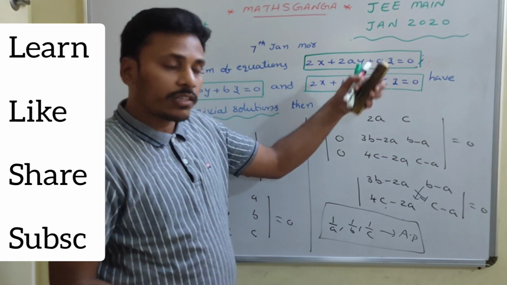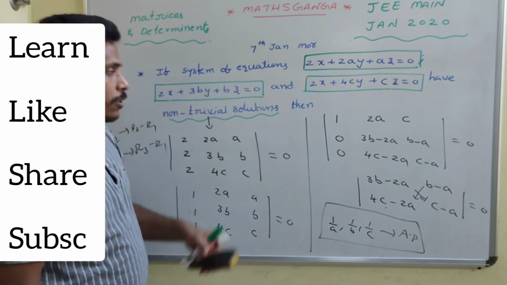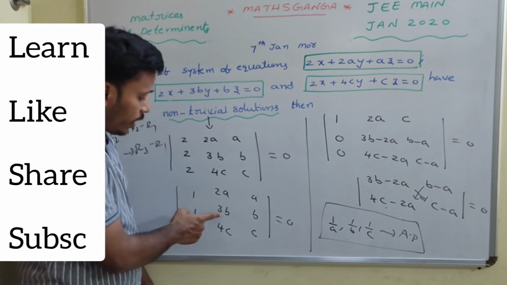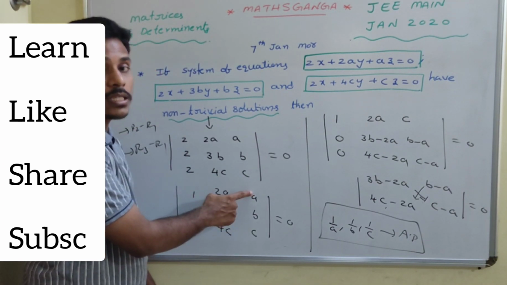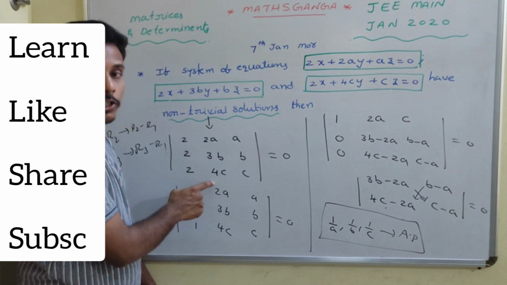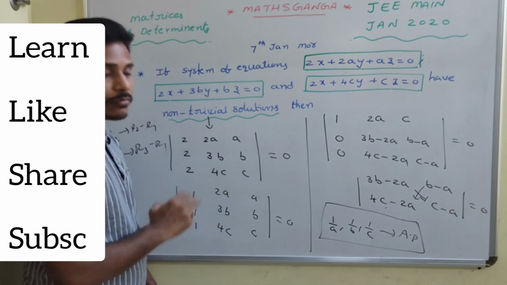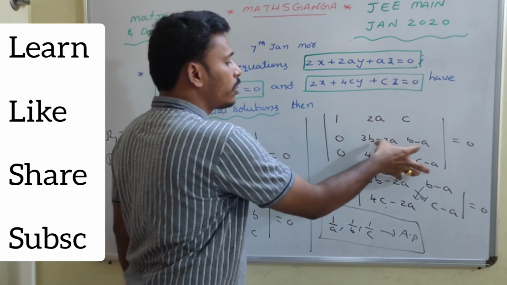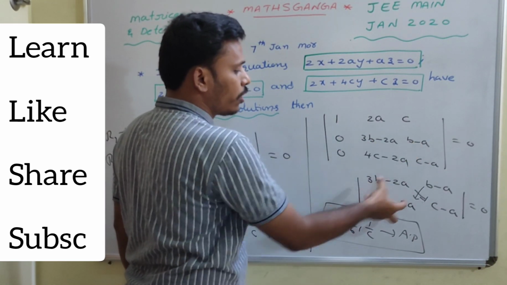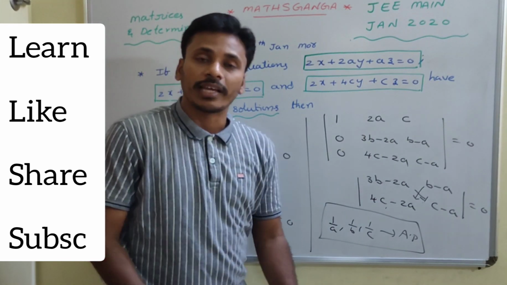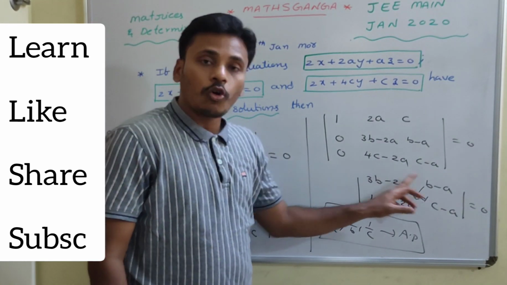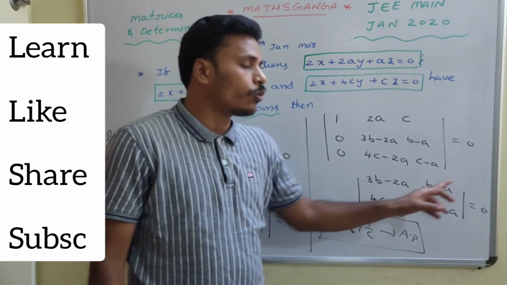Subtract the second row from the first as well as the third row from the first. Then you will get 1 minus 1, 0, 1 minus 1, 0. Here 3b minus 2a, b minus a, and coming here 4c minus 2a and c minus a. And now this is 1, 0, 0. That's why the determinant is just the determinant of this 2 by 2 matrix. That 2 by 2 matrix determinant value is again 0. Now you just go with the algebraic simplification: product of these two minus product of these two is equal to 0.